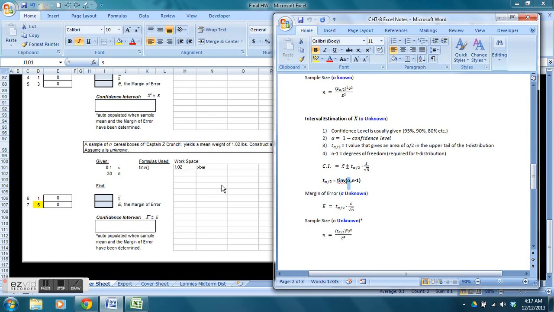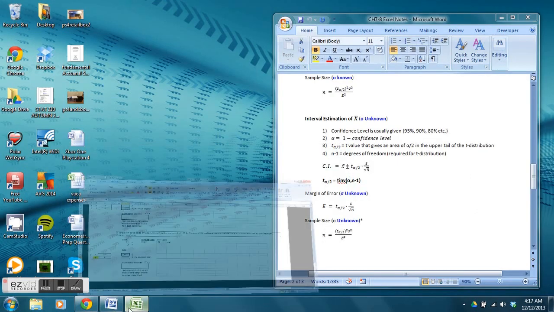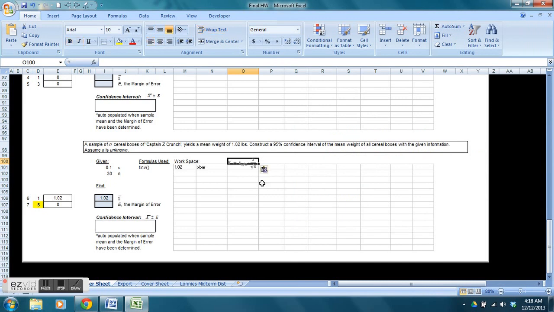Okay, so we know what x bar is. That's given to us in the problem. Now we just have to find what E is, and E, we have this equation right here, or it's just this part of the confidence interval equation. So there we have our E formula, and we know what s is, and we have the square root of n. And now we just have to solve for t.